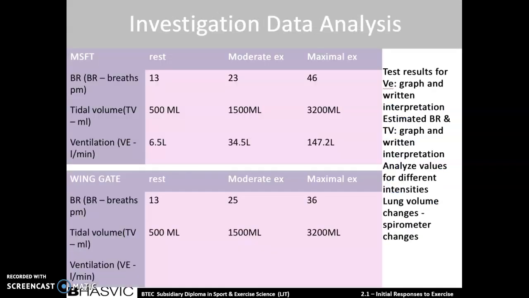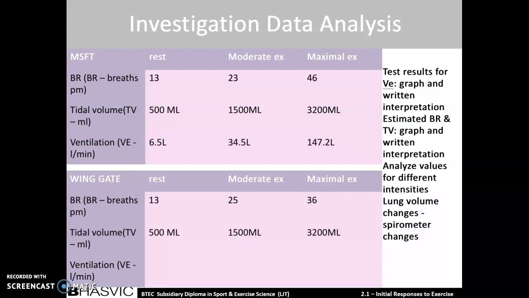In my investigation data, we found the breathing rate of someone at rest, doing moderate exercise, and someone doing maximal exercise within the multi-stage fitness test. We assumed their tidal volume from normal averages to work out their ventilation. Their ventilation was 6.5 during rest. In moderate exercise, it was 34.5, and in maximal exercise, it was 147.2.